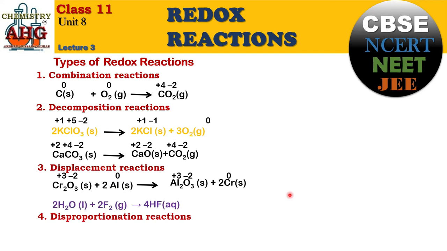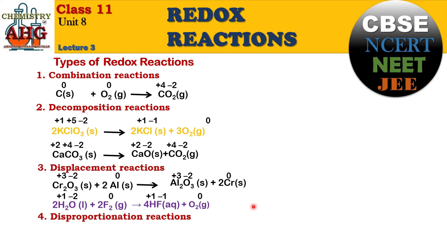Now non-metal displacement. In this case, what you can see is that fluorine has displaced oxygen. And if you look at the change in oxidation state, oxygen has been oxidized because its oxidation state has increased from -2 to 0, and the oxidation state of fluorine has decreased, so fluorine has been reduced. So you can see displacement reactions would always be redox reactions.